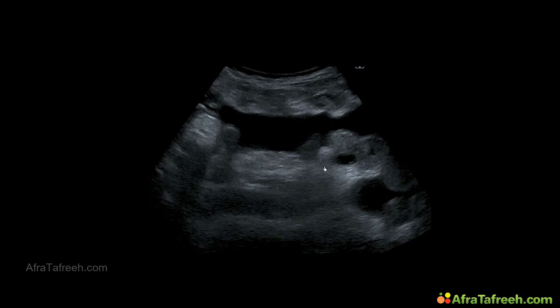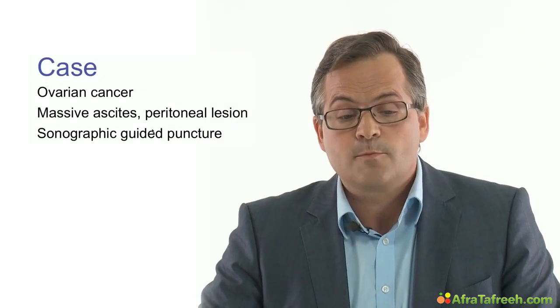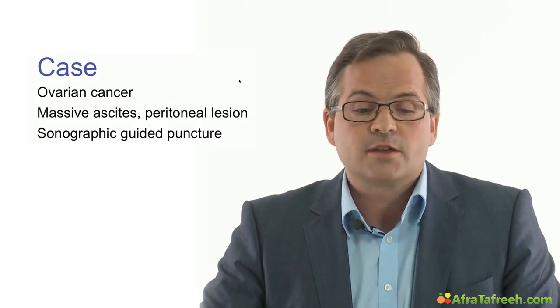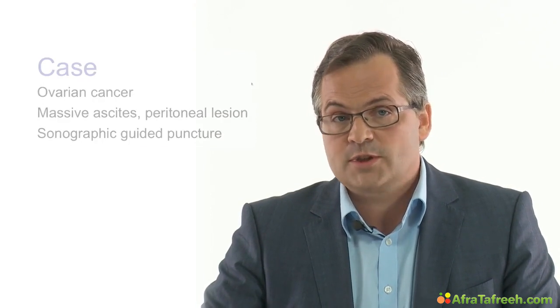So we get the diagnosis of ovarian cancer with a massive amount of ascites and peritoneal lesions, and a sonographic guided puncture of the ascites has to be done. It is very important to scan the female lower abdomen to identify pathologies of the uterus, the ovaries, and the fallopian tube. It's useful to scan the patient with a filled bladder to obtain the best image quality, and sometimes we can use the linear probe to get an even better image of these small structures.